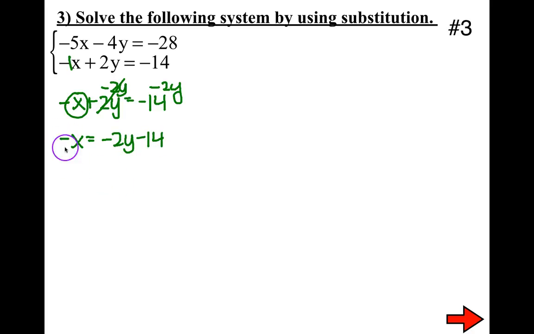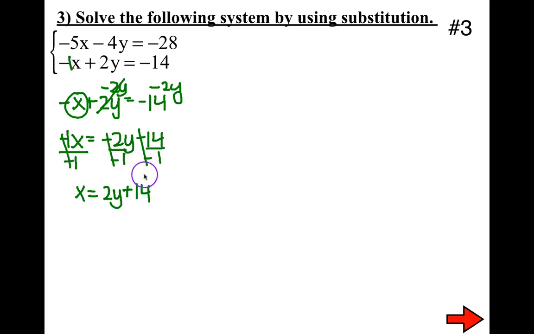Last but not least, I'm going to have to get rid of this negative. So if you want to, putting a negative 1 up front might help you remember and understand it is negative 1 times x. So the inverse would be to divide everything by negative 1. The negatives cancel out, and so does the 1, so I'm left with x equals 2y plus 14.